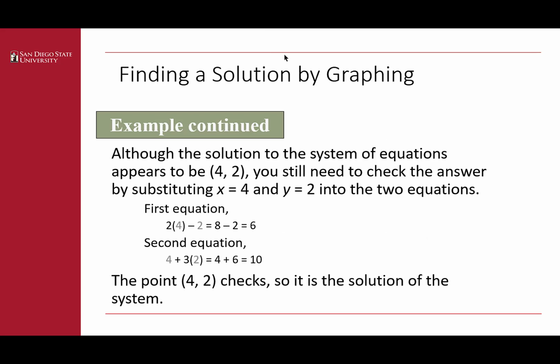Although the solution to the system of equations appears to be 4, 2, we still need to check the answer by substituting x equals 4 and y equals 2 into the two equations to see if it really holds. In the first equation, we get 2 times 4 minus 2 equals 8 minus 2 equals 6. And in the second equation, we get 4 plus 3 times 2 equals 4 plus 6 equals 10. So the point 4, 2 checks, so it is the solution of the system.